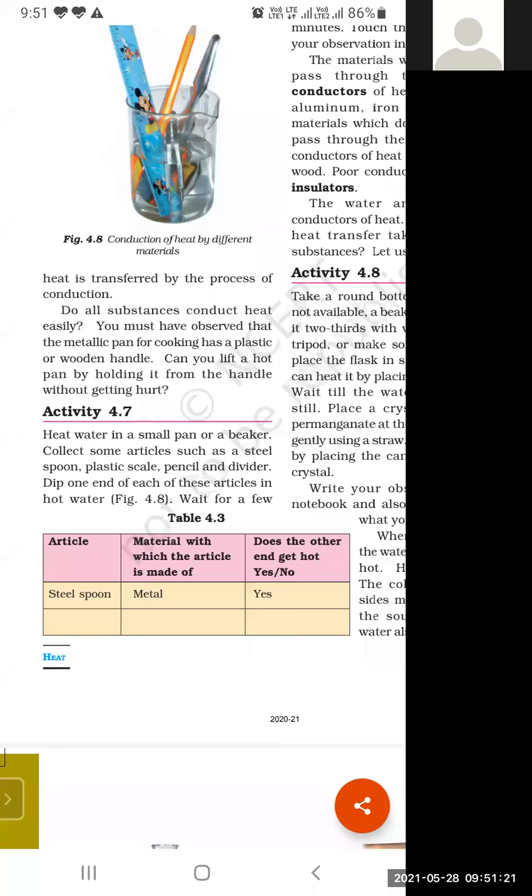Next article, you will write plastic scale. So it is made of plastic. The third column, does the other end get hot? Yes or no? No, because plastic is not a good conductor. Again, a pencil made of wood is not a good conductor. What about the divider? Yes, the divider is made of metal. The other end may get heated up. So by this simple activity, we can say that some material allow heat to pass through them. Some material does not allow heat to pass through them.